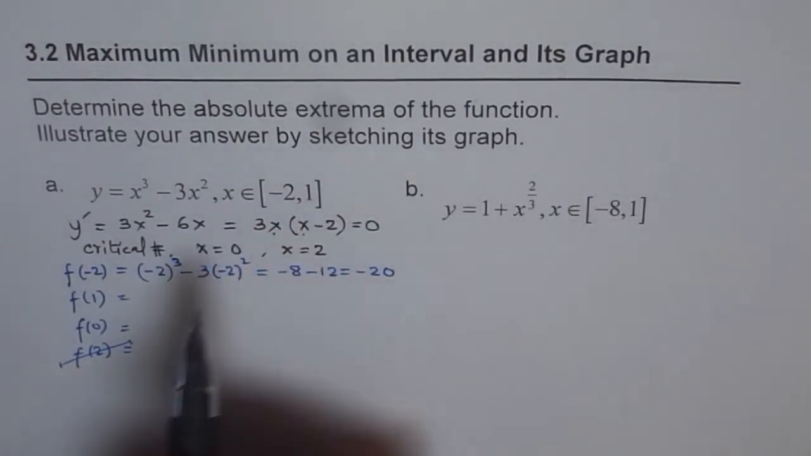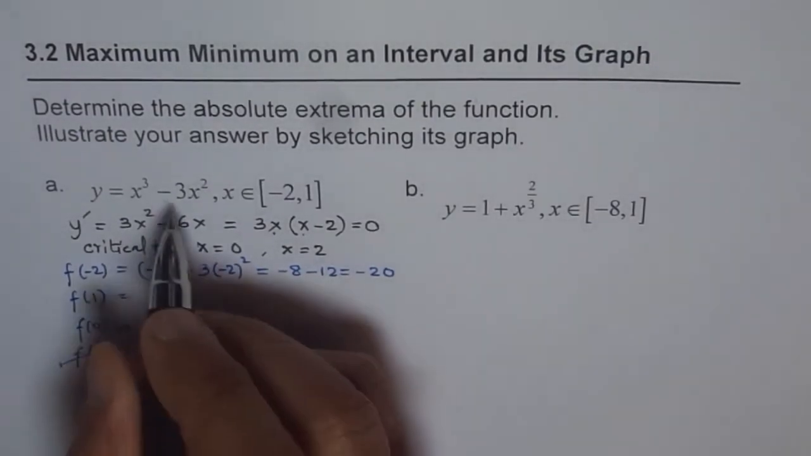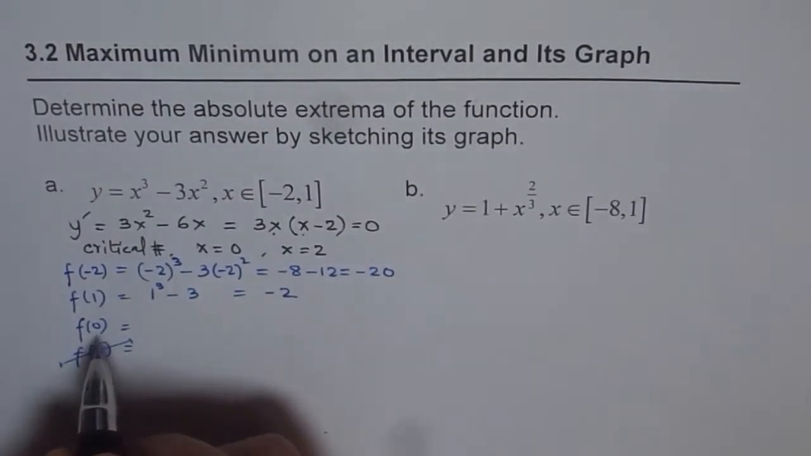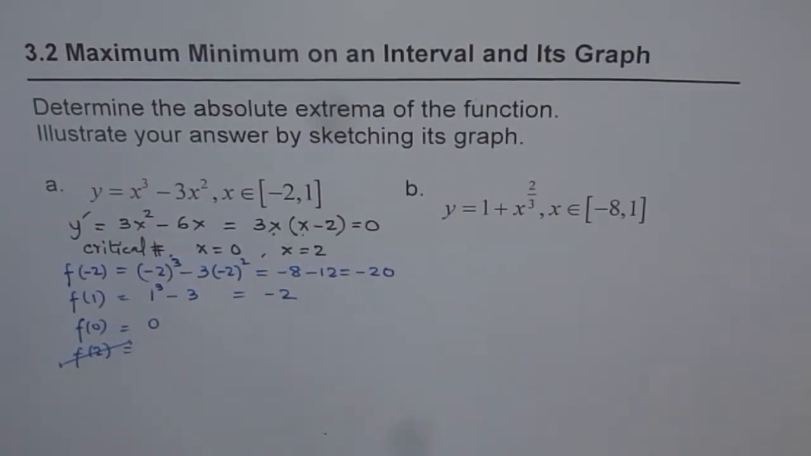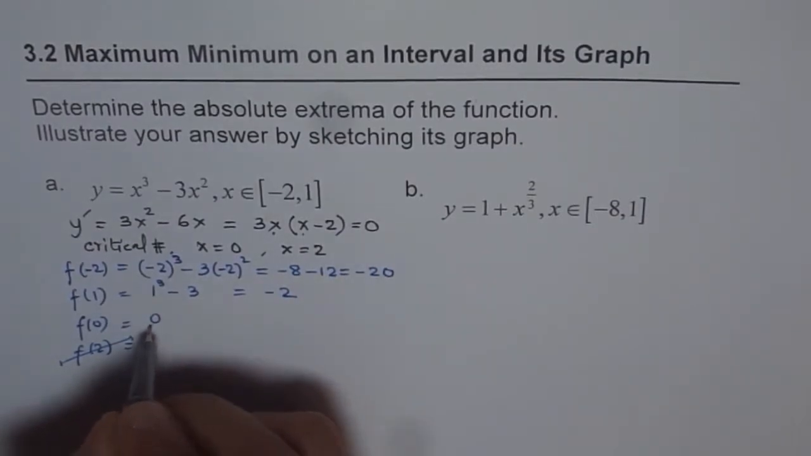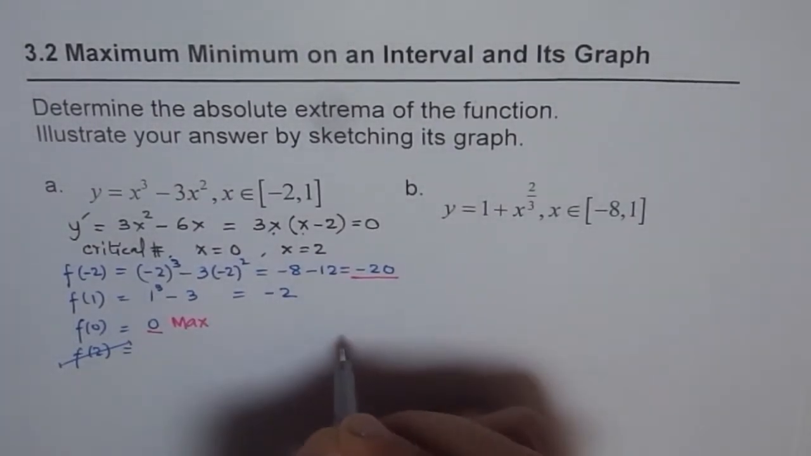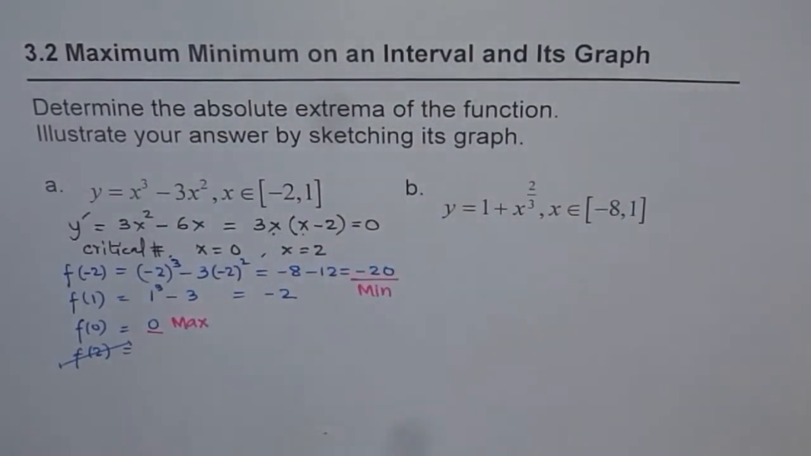Now let's calculate at 1. If I plug in 1 here, I get 1 cubed, which is 1, minus 3. And that gives me a value of minus 2. At 0, if I put 0 here, I get 0. So these are my 3 values. And from these values, we can always say what is maximum and what is minimum. So we get a maximum value of 0. That becomes the maximum for us, right? And the minimum here is minus 20. So that is our minimum. That is how we get maximum and minimum values for our function.